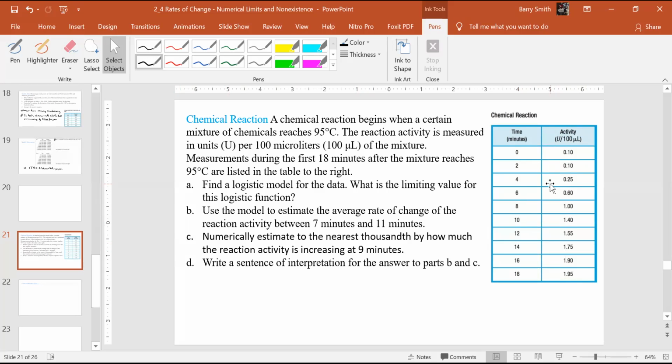We need to find a logistic model for the data and what is the limiting value for this logistic function. Then we'll use the model to estimate the average rate of change of the reaction activity between 7 and 11 minutes. And then we're supposed to numerically estimate to the nearest thousandth by how much the reaction activity is increasing at 9 minutes. And then we're supposed to write a sentence of interpretation for the answer to part B and C. All right, so logistic model, that means we have to go get a calculator.